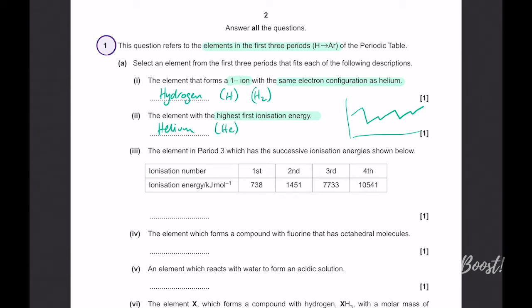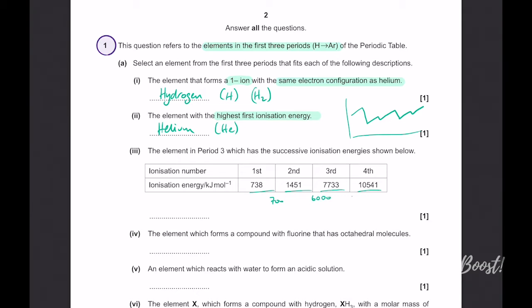Right, the next one, the element in period 3 which has the successive ionization energies shown below. We've got first ionization energy of 738, 1451, 7753, and 1054. So what we're looking for here is something in period 3, and what we want to identify is which group it is in based on the jumps between these ionization energies. So this jump is about 700, this jump is about 6,000, 5,500, something like that.